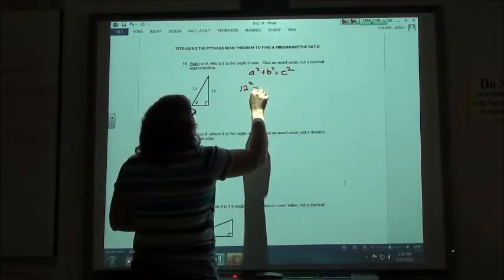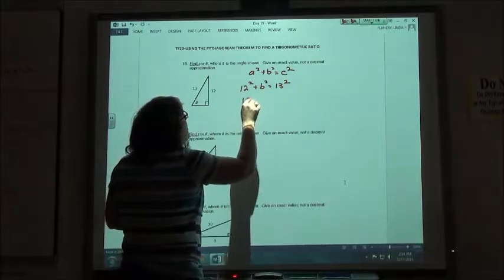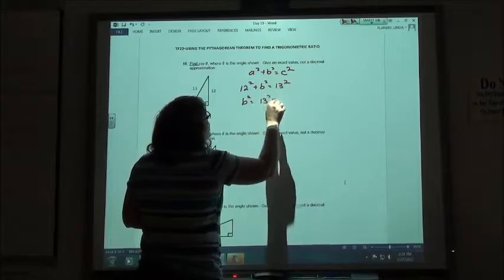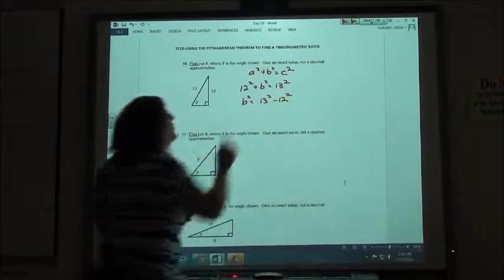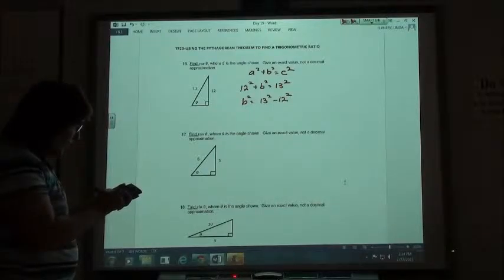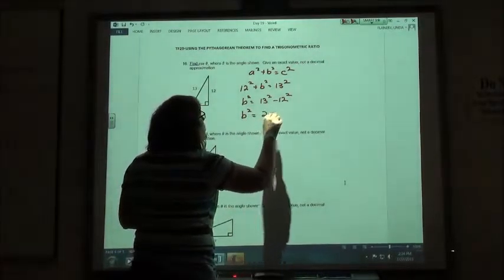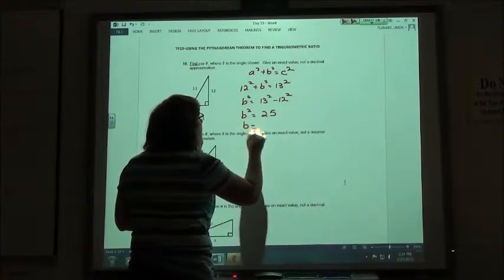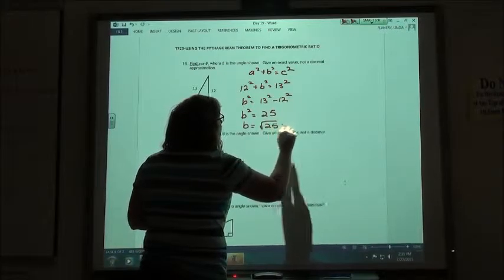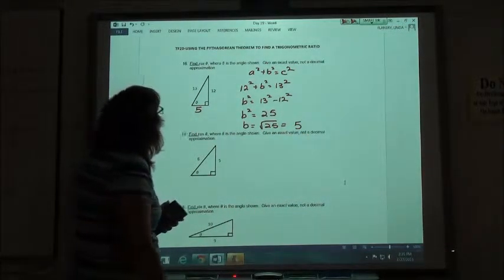So 12 squared plus b squared would have to equal 13 squared. B squared is going to equal 13 squared minus 12 squared. You could figure those out, but I'm just going to put it in my calculator like that. 13 squared minus 12 squared is going to give me 25. So b squared equals 25, which means b equals the square root of 25, which happens to be 5. So that side is 5.